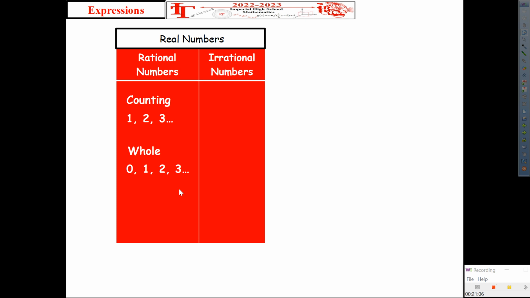Anyways, those are called integers, which means they're the whole numbers, but now including their opposites, which means what? All the negatives. That is correct. So now we have 0, 1, 2, 3, and on, and all the negatives of those. Okay?